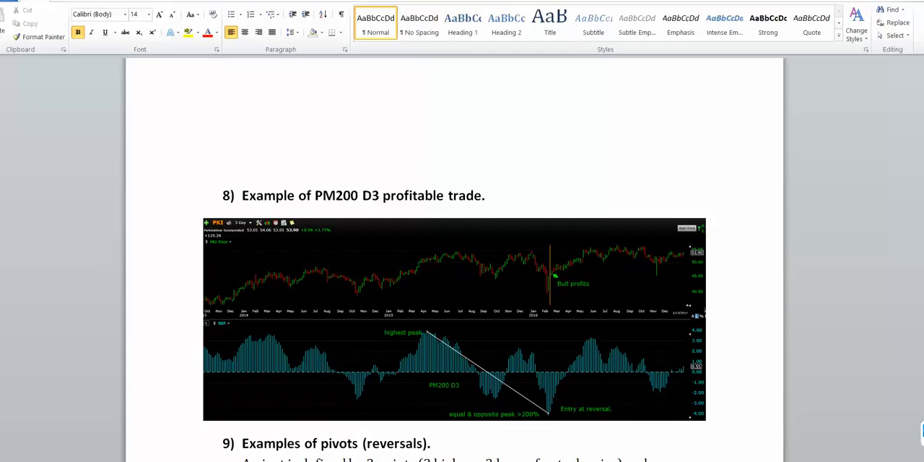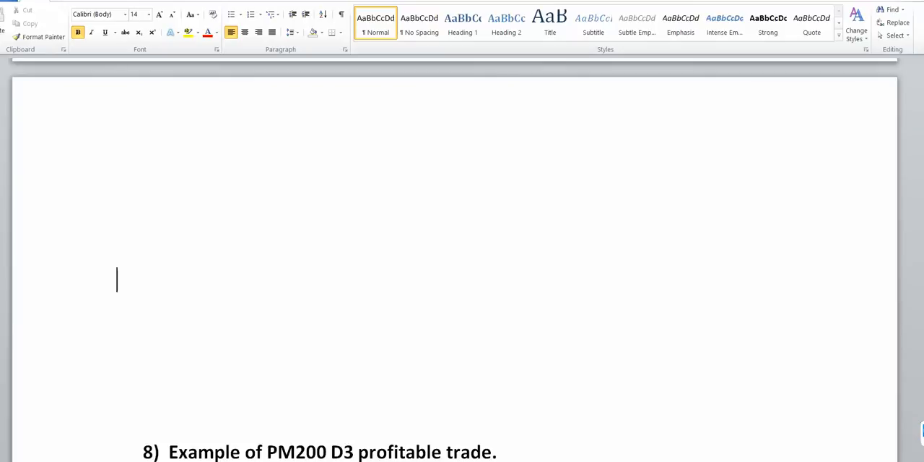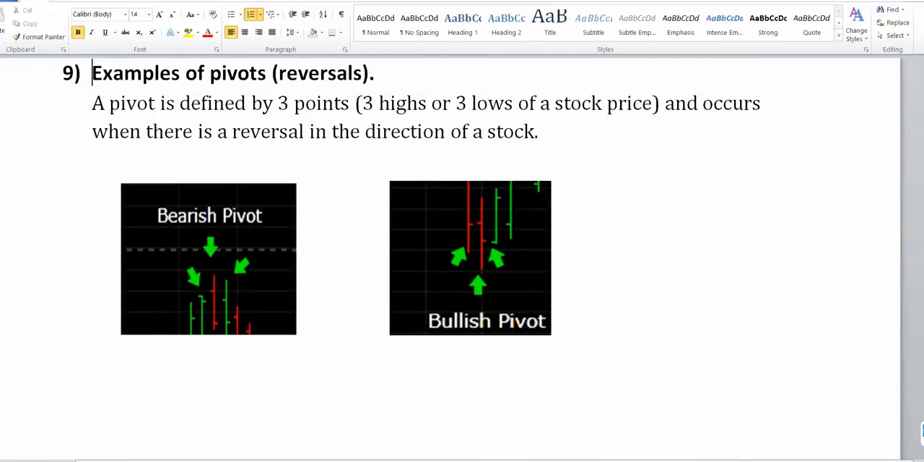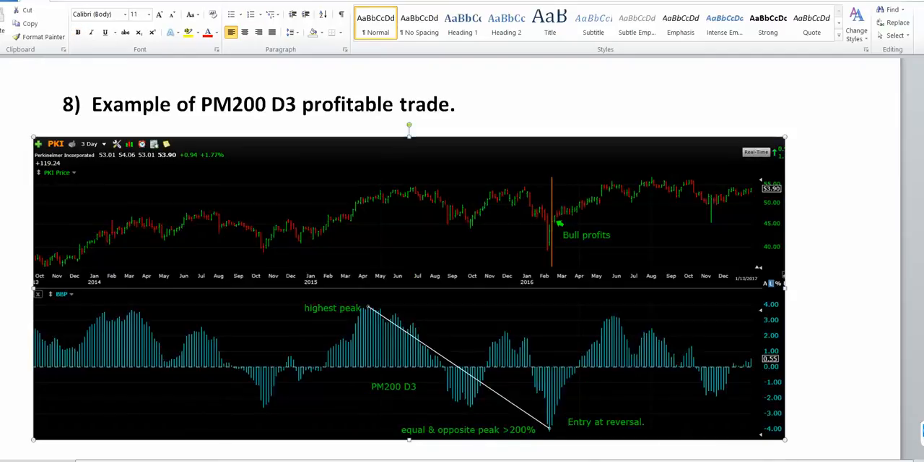Okay, so I'm going to blow this up here, and I wanted to show you this graph real quick to drive the point home. Take a look at the graph and tell me if this makes sense to you. This is an example of the PM200 D3 trade. So look at it. Yeah, we've been going long in this trade.